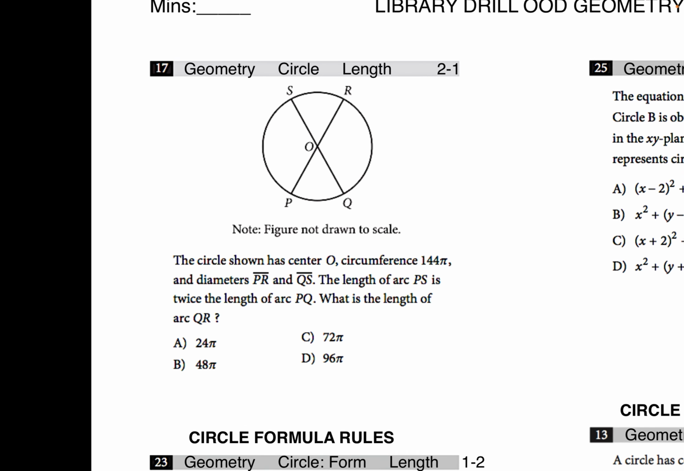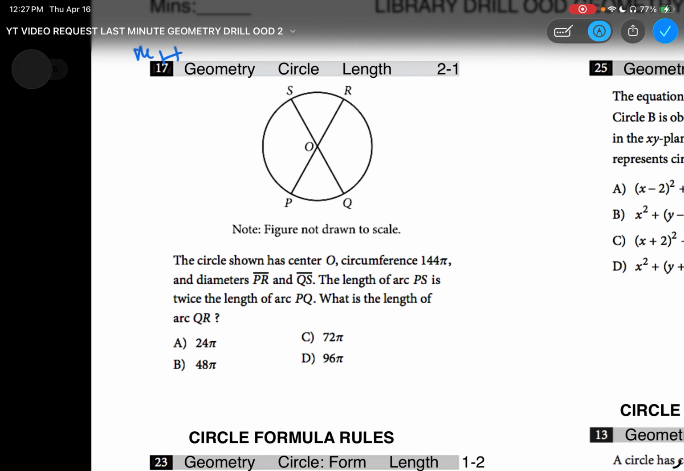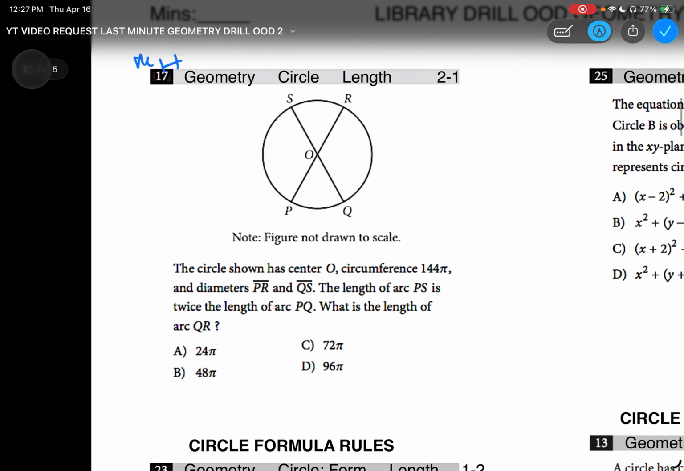All right, question number 17. This would be considered, I'd say, borderline medium and hard level question. We see a circle. What do we know about circles? We always have 360 degrees in any circle. We see two lines that are intersecting. If they're intersecting in the circle, we know that that has to be the center of the circle. The other thing that we know is that angle SOR is going to be equal to angle POQ.